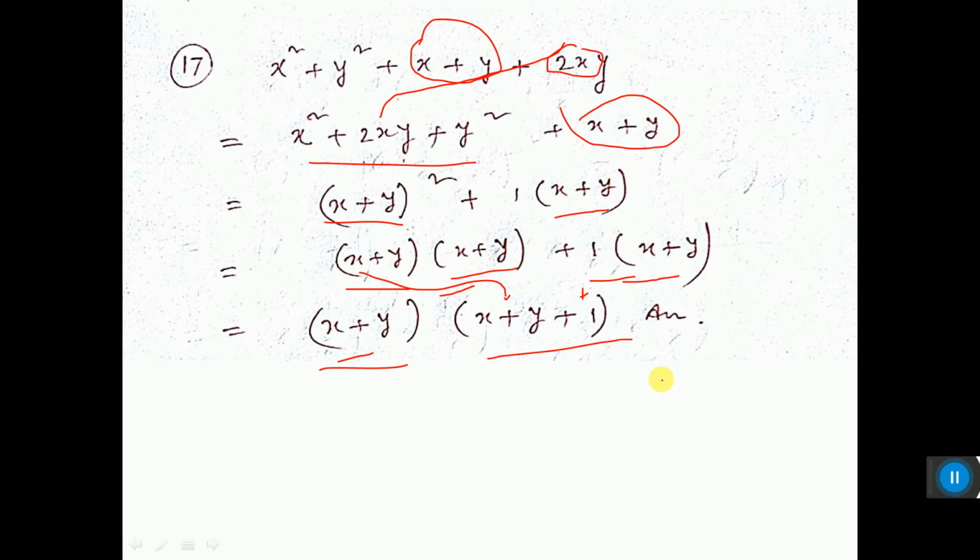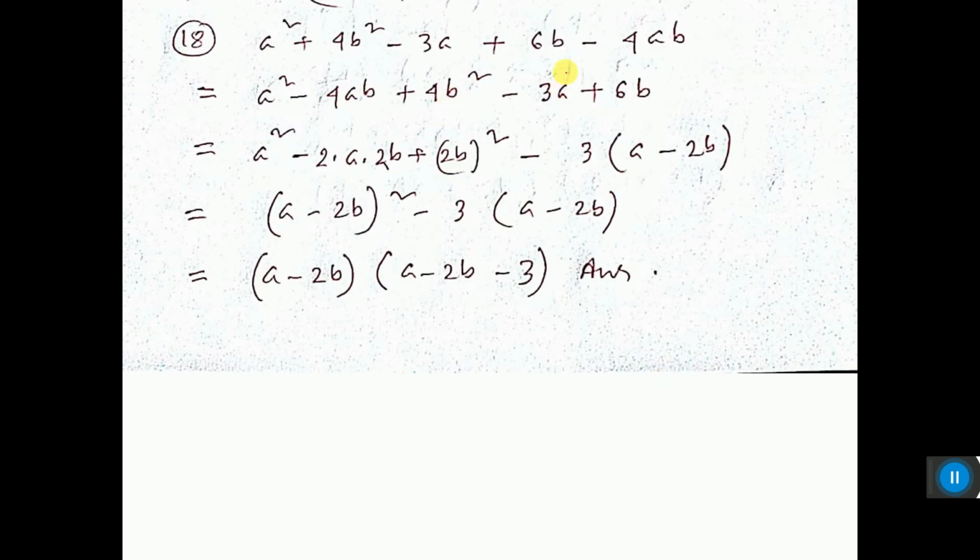That is done. Then this one, 4ab. This 4ab you bring inside a square and 4b square. Then here can be written a square and here 2b whole square. And in between this one, a square minus 2 into a into b, b means 2b, plus b square means 2b whole square. So this is the a minus 2b whole square formula.